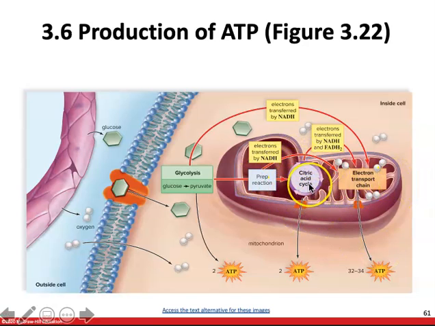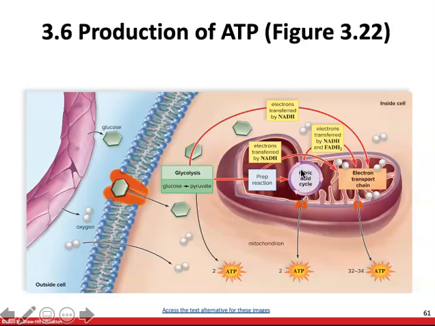The citric acid cycle is also known as the Krebs cycle. It's just a cyclical series of enzymatic reactions. This is going to occur in the matrix of the mitochondria. If you remember from earlier, the matrix is that semi-fluid-like center of the mitochondria. This process is going to complete the breakdown of glucose by breaking its bonds between the carbons. So this is where we're going to be releasing a lot of carbon dioxide.